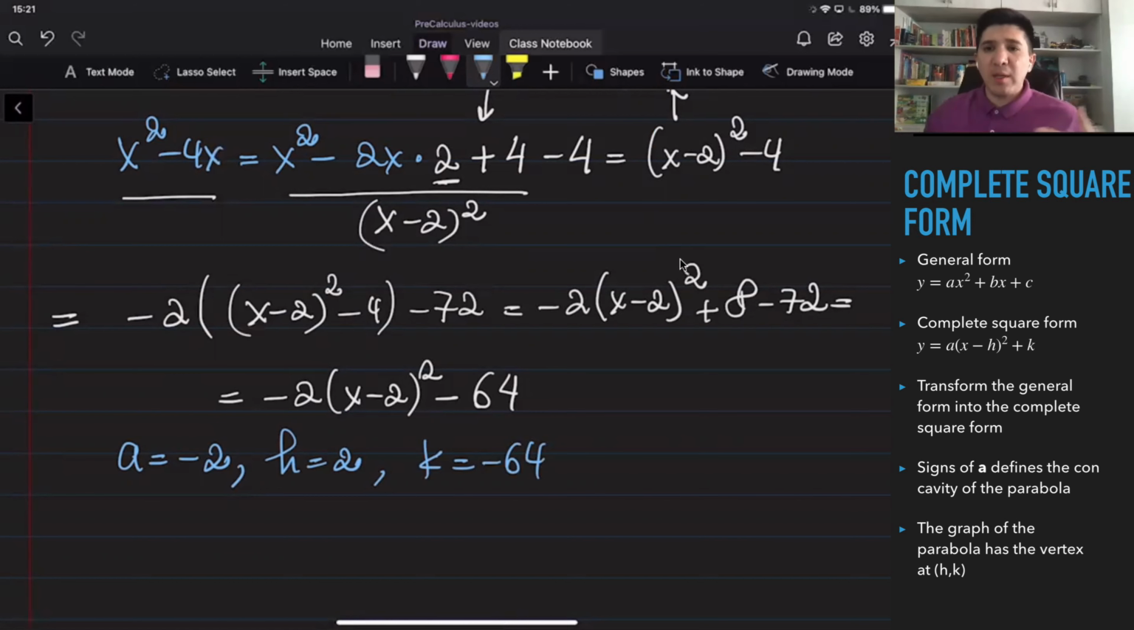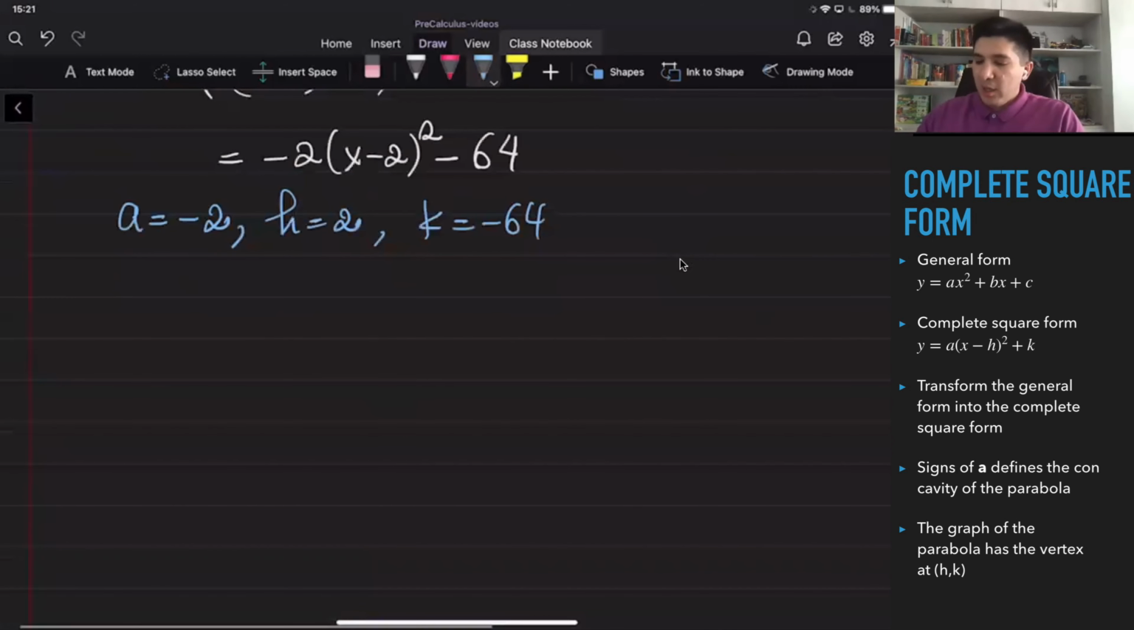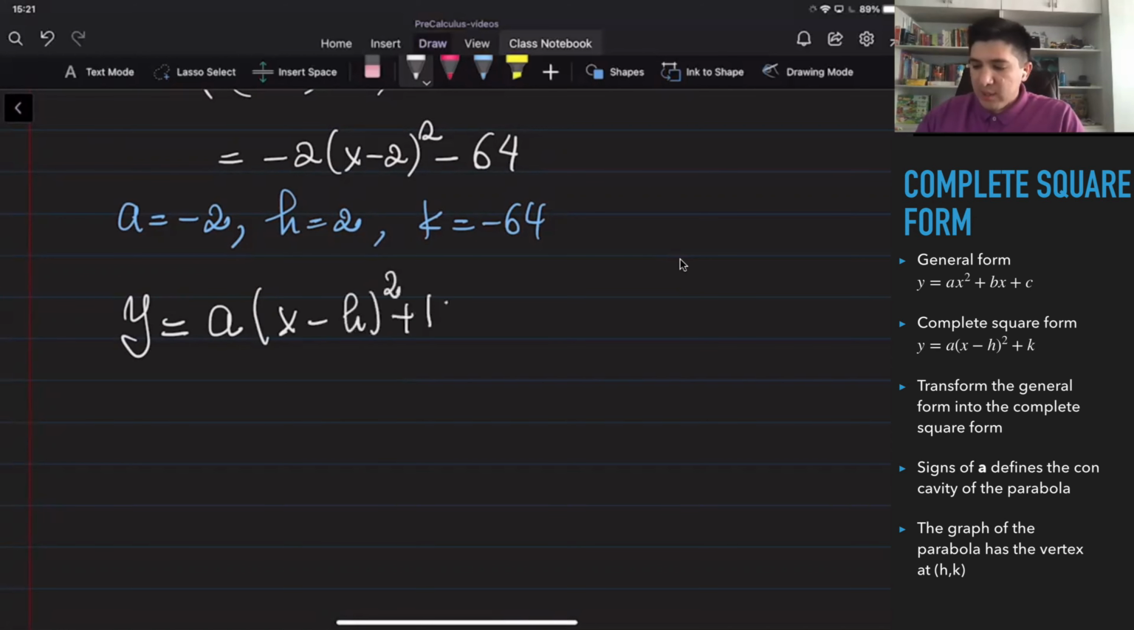Okay, so this is how we need to bring a general form of the quadratic equation into this complete square form. So there is a reason why it is important for us. The reason is that it is superbly easy to sketch the graph of the quadratic functions if they are in this form. So let's say you are given the quadratic function in the complete square form. So a times x minus h in the square plus k.